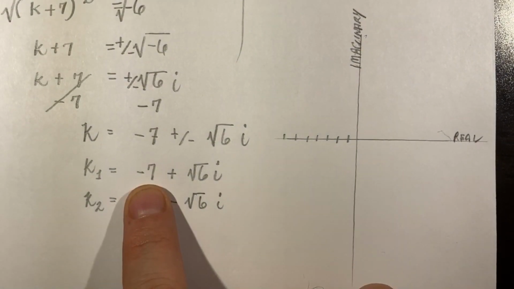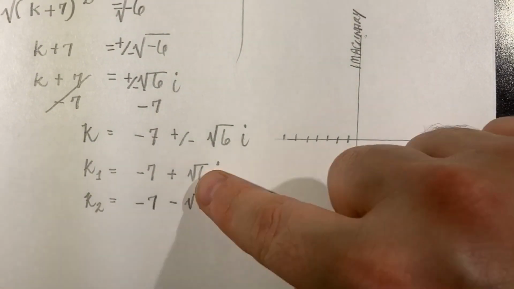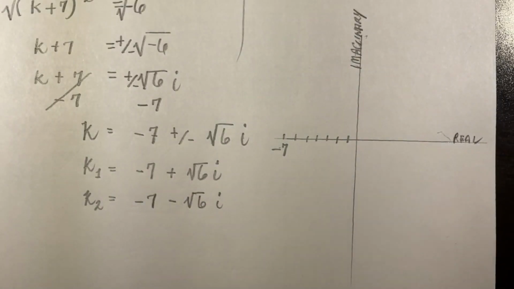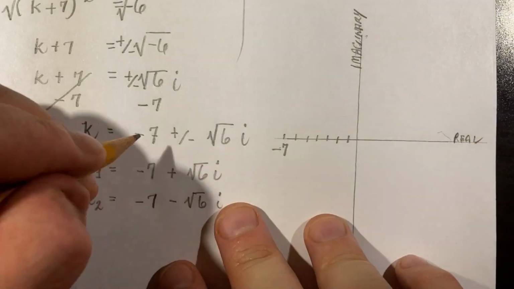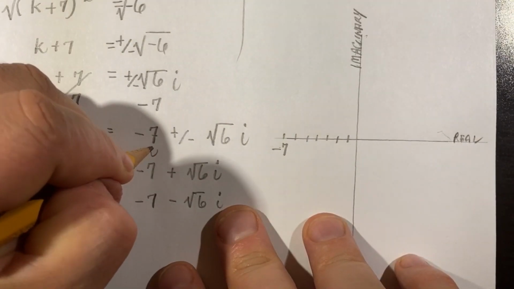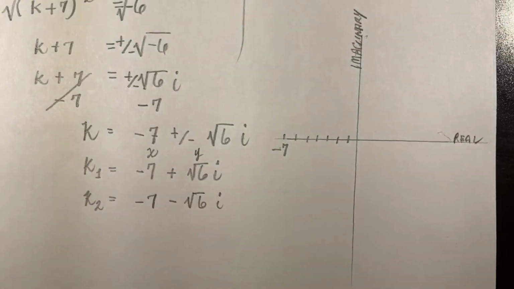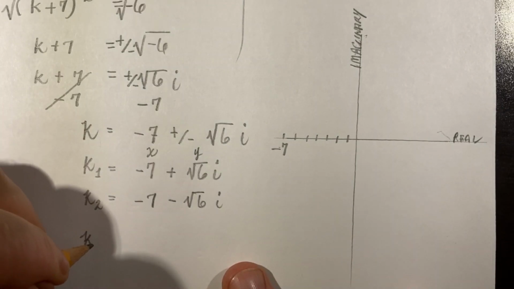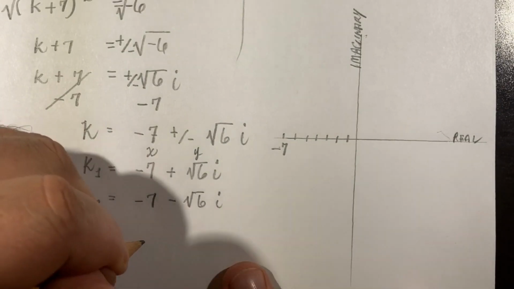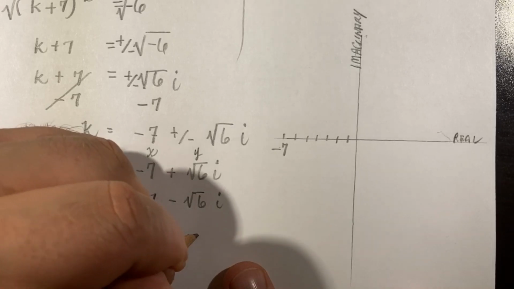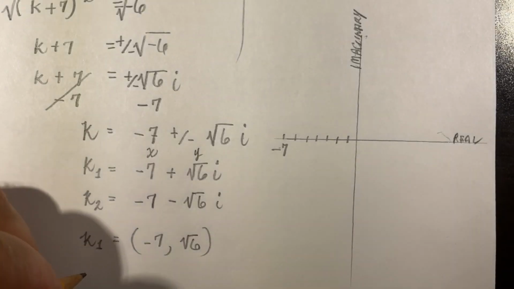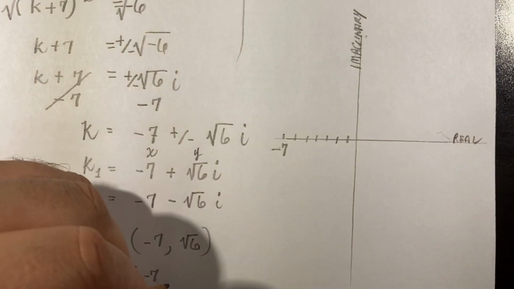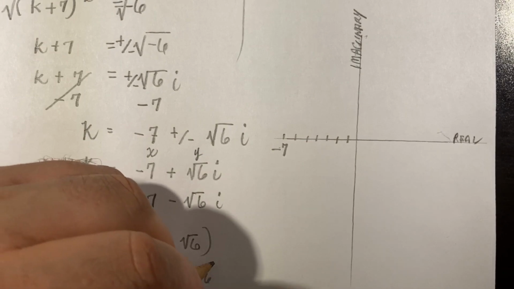And so negative 7 is just negative 7. It's just the real numbers, okay? So it's just here at negative 7. You can think of this, by the way, like x and y coordinates. So this is your x coordinates and this is your y coordinates. You can kind of think of it like that. And so what you're really doing, if you want to think about it, k1 is going to be plotted at negative 7 comma square root 6, and k2 is going to be plotted at negative 7 comma negative square root 6.